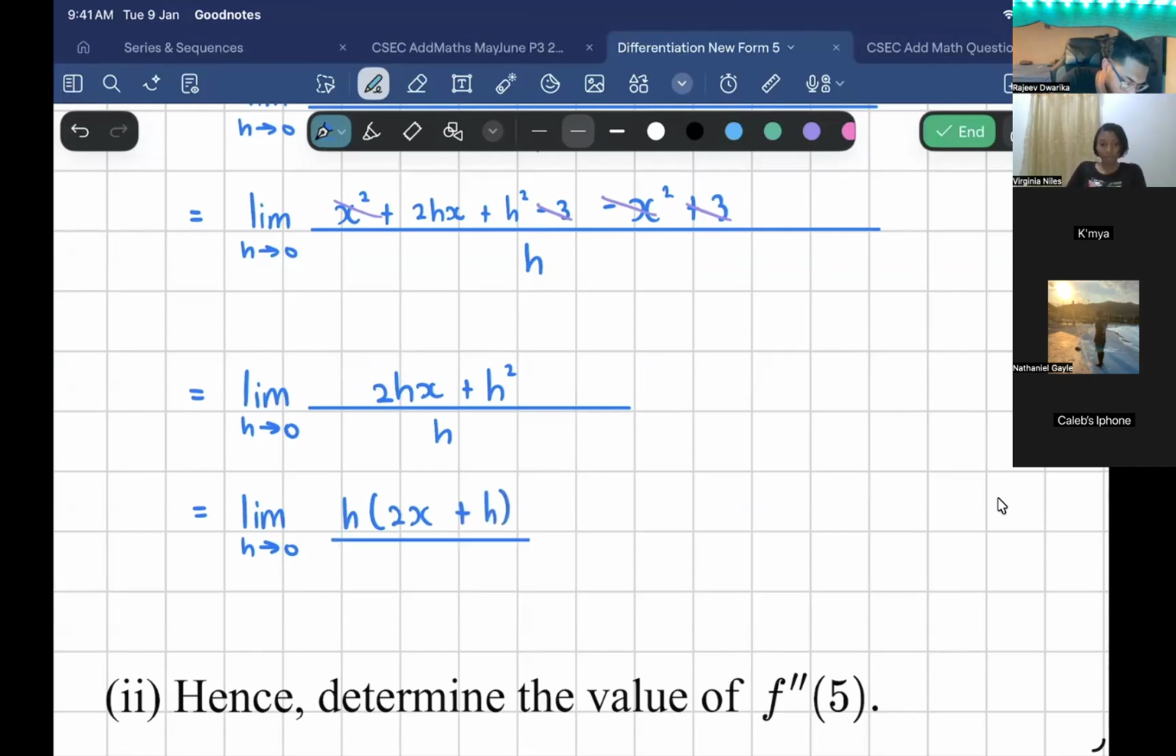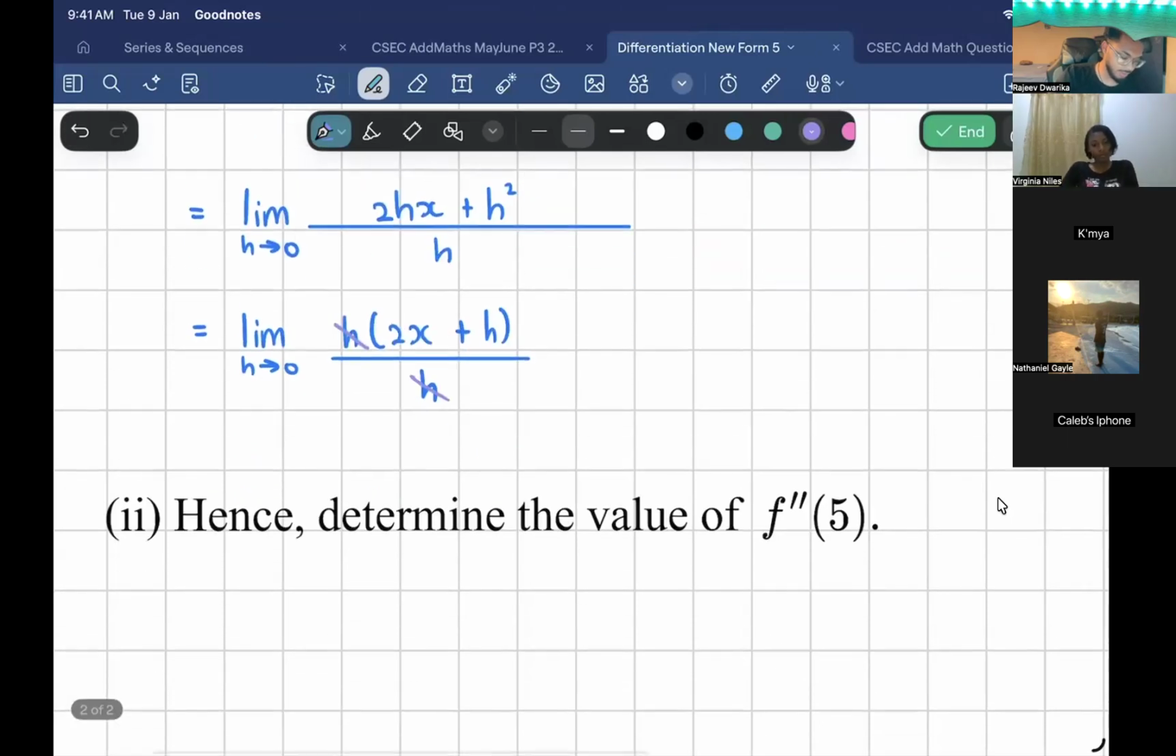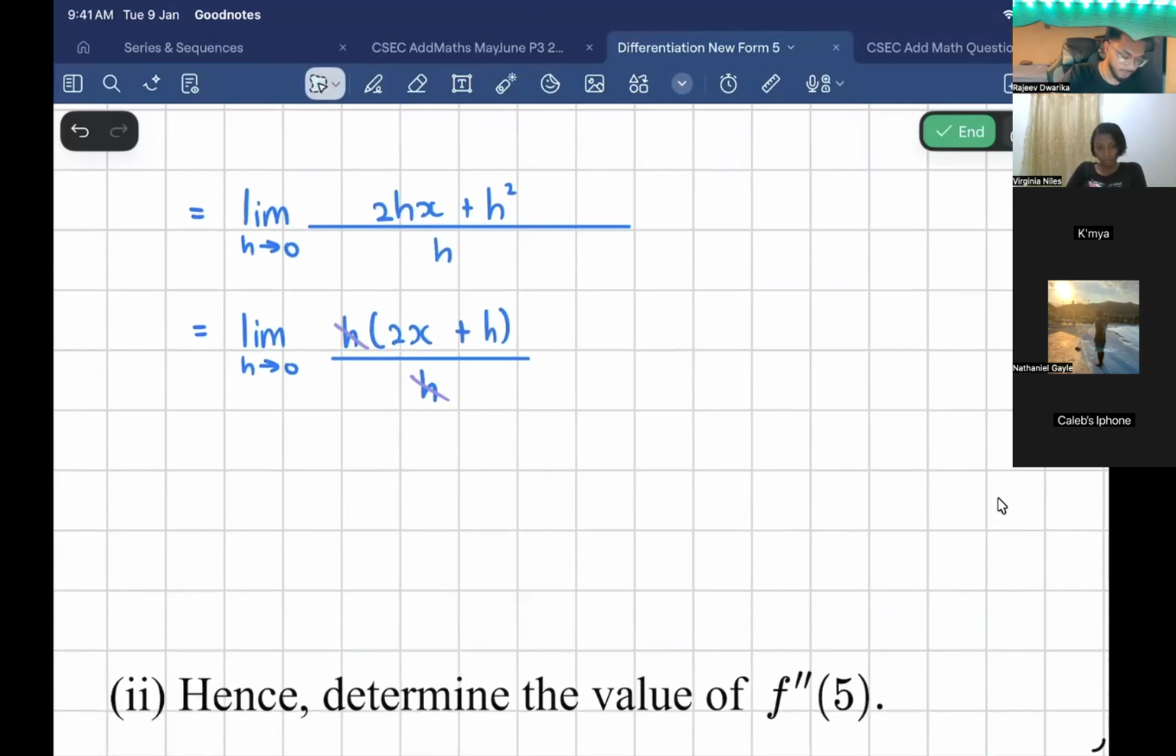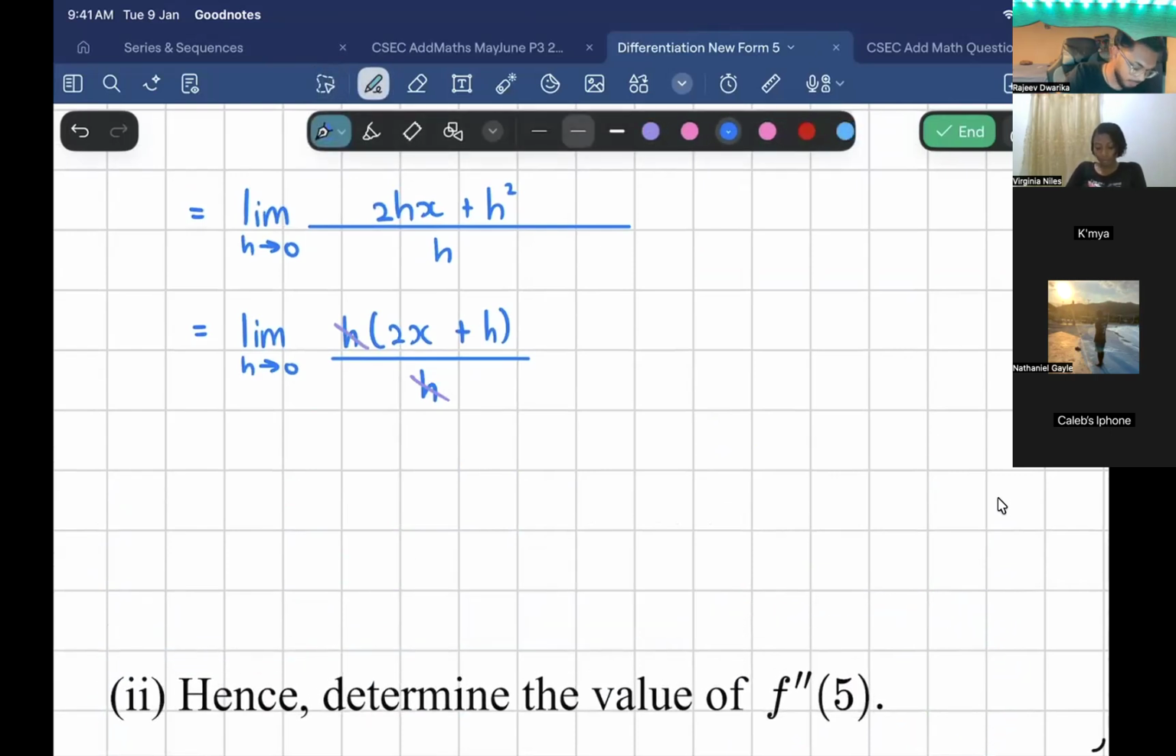So what could I do? The h is cancel there. Cancel off these h's, the one on the outside, right. The light is shining bright. So we're going to end up with the limit as h approaches 0 of 2x plus h.